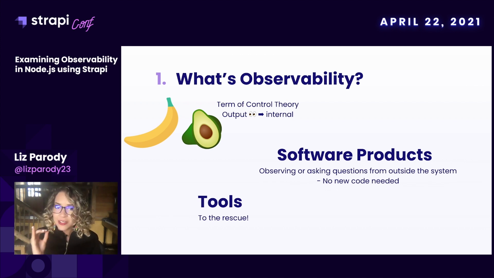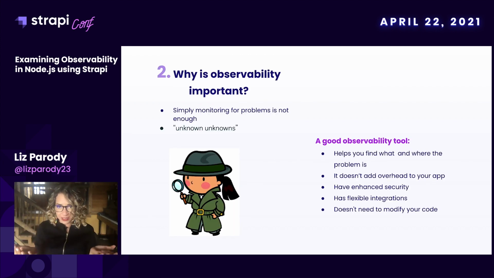We shouldn't need to write new code to observe what's happening inside of our system or our code. Because system complexity is outpassing our ability to predict what's going to break, there are super useful tools that come to the rescue. Now that you know what observability is, you will be wondering why it is important and why you should care. With environments as complex as we see today in modern applications, simply monitoring for problems is not enough to recognize, find, and fix a number of issues that arise.